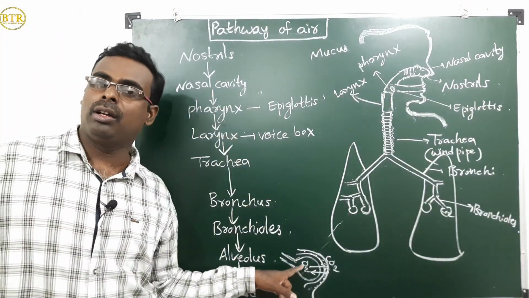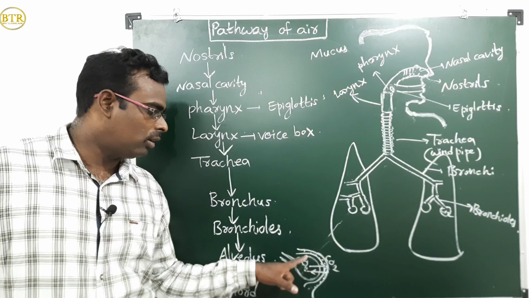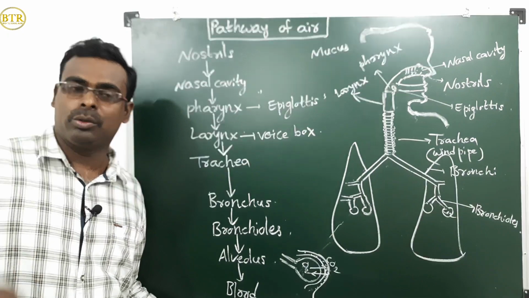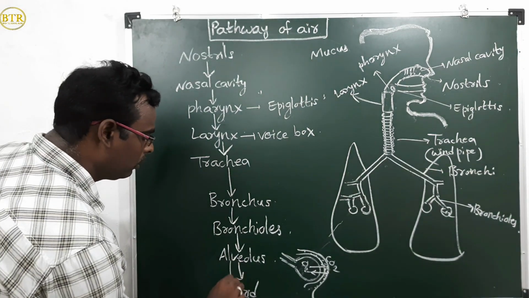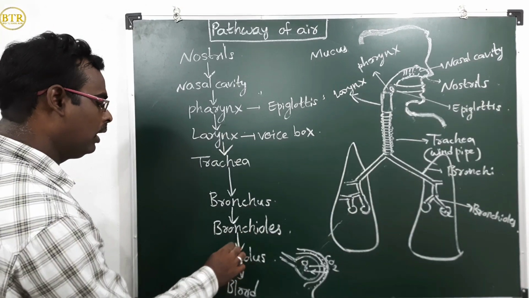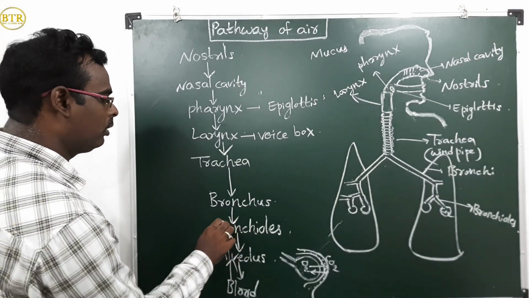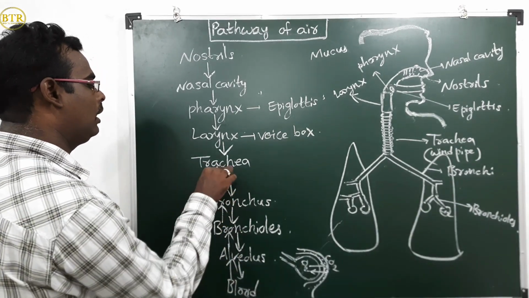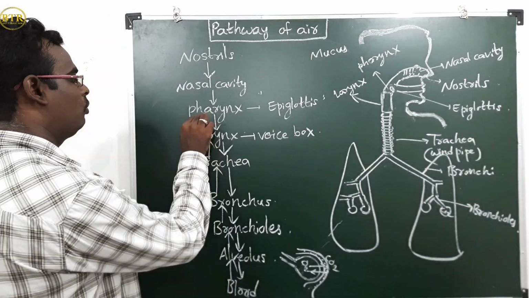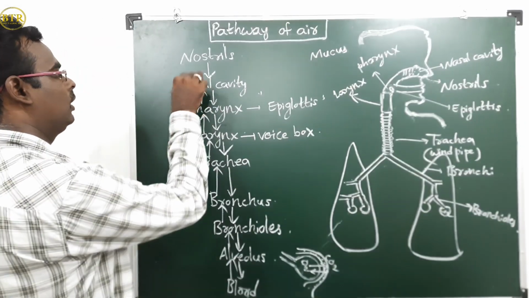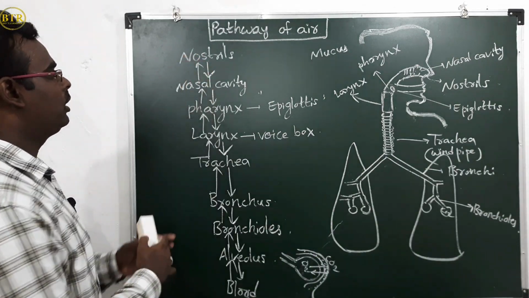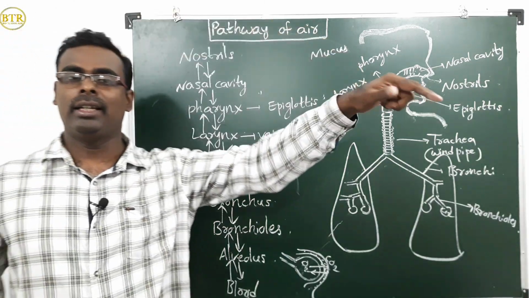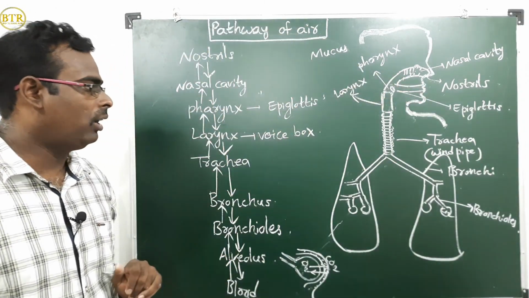Oxygen finally reaches the alveoli. Then after that, oxygen enters into the blood. So in the blood, what happened? Already carbon dioxide is there, so that carbon dioxide again enters into the alveolus. From the alveolus it goes to the bronchioles. From the bronchioles, carbon dioxide enters into the bronchus. From the bronchus to the trachea, then trachea to larynx, larynx to pharynx, then pharynx to nasal cavity. From the nasal cavity through the nostrils, the air which contains more carbon dioxide is released outside. So this is the pathway of air.